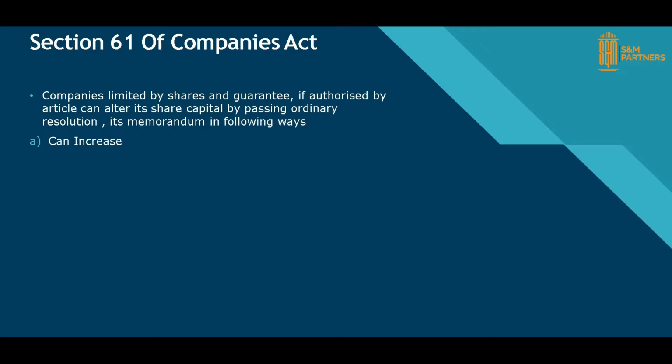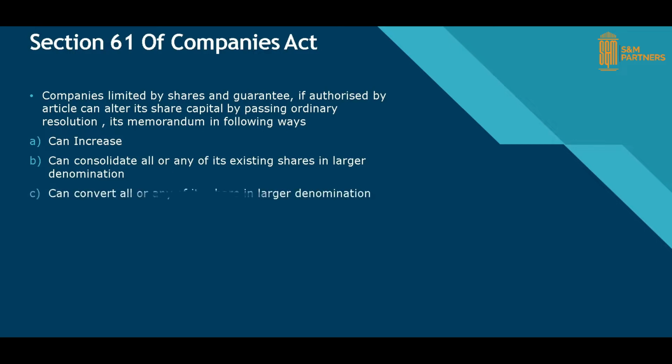Now, how can it be done? The memorandum says there are the following ways in which the alteration can be made, and such alteration has been defined under Section 61. The ways are: it can increase the share capital. Then, it can consolidate all or any of its existing shares into larger denominations. What is all this? I will tell you in the very next slide. For now, we will just look at the briefings.